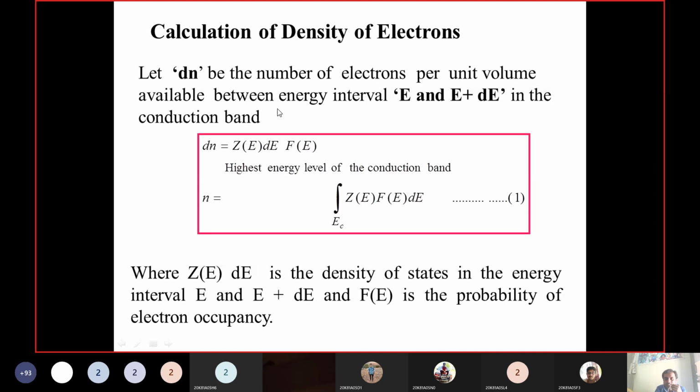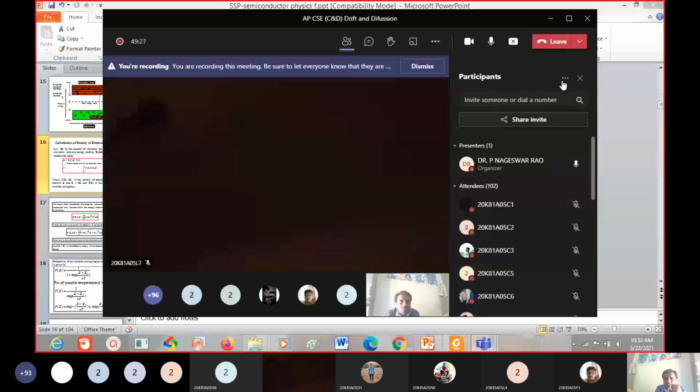So that is the intrinsic charge carriers. Remaining we will discuss tomorrow. First read about intrinsic and extrinsic charge carriers. If you have doubts, you can ask tomorrow. Otherwise you will not get any doubt without reading.